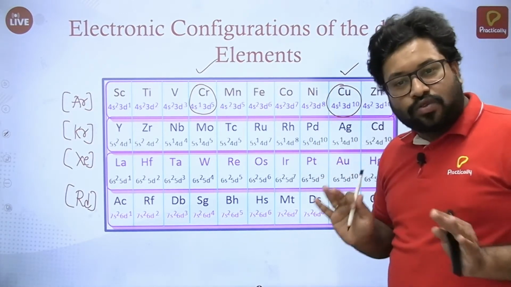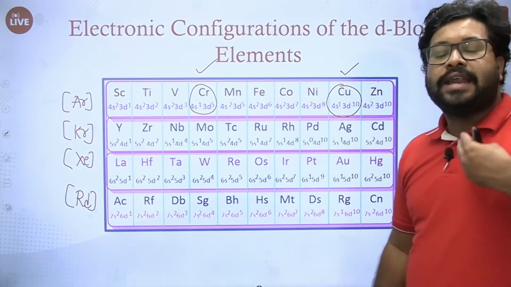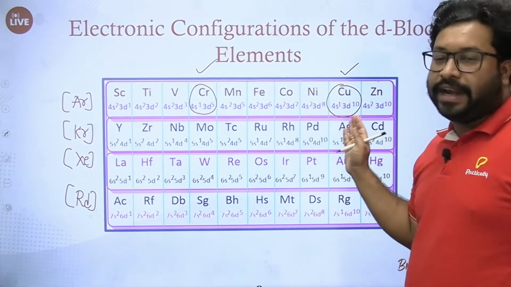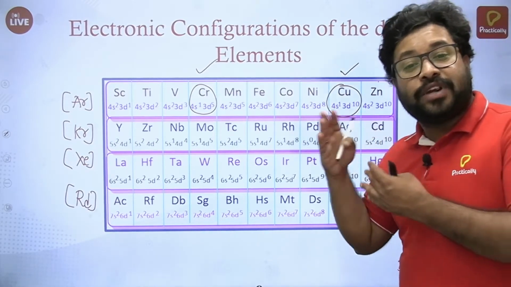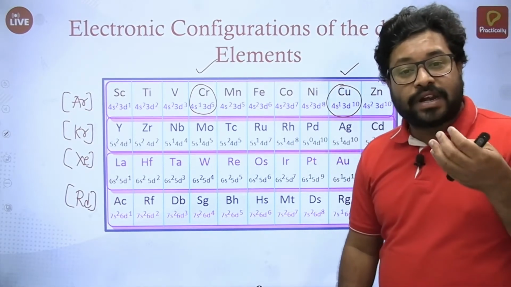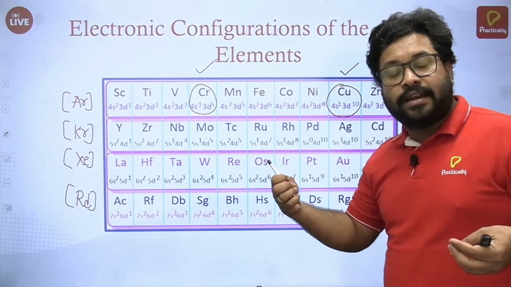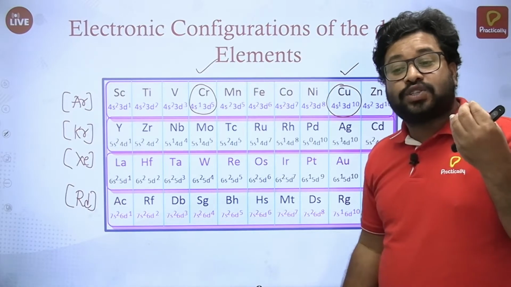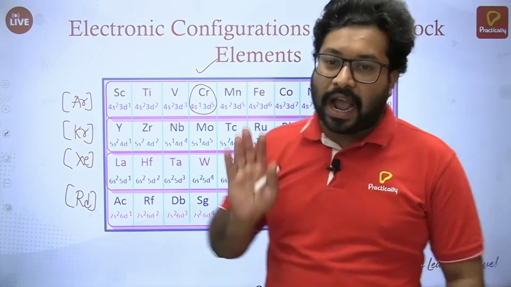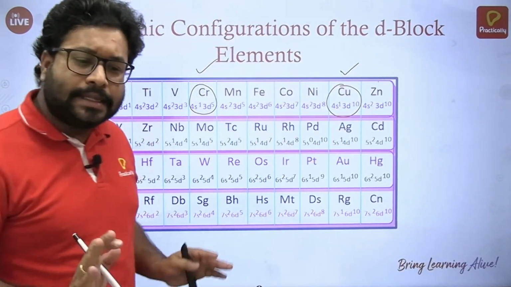Nickel is 4s2 3d8, right? Copper could easily have been 4s2 3d9, but it became 4s1 3d10. Why? It takes one electron from the s orbital to make a completely filled d orbital, because that gives it extra stability. Okay, now the 3d series is quite fine.